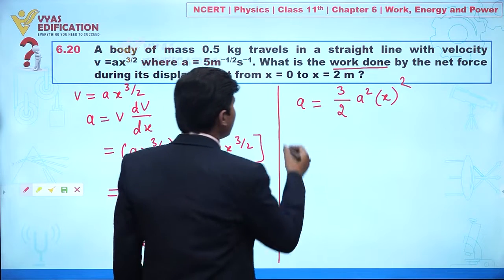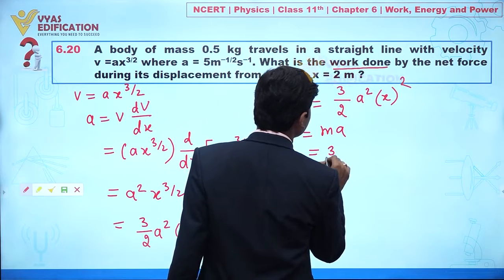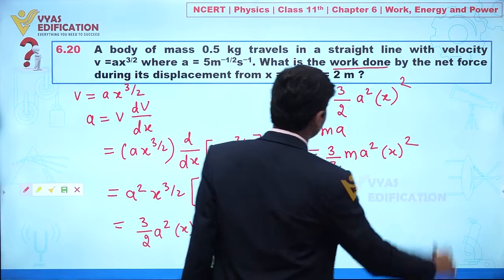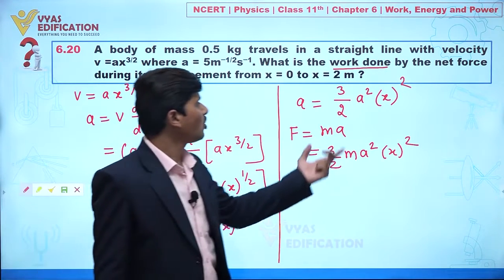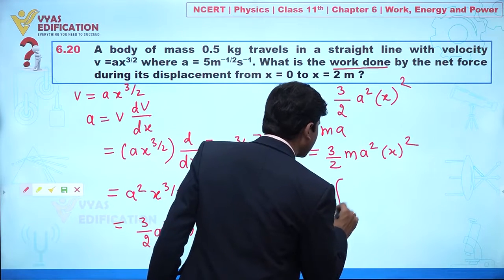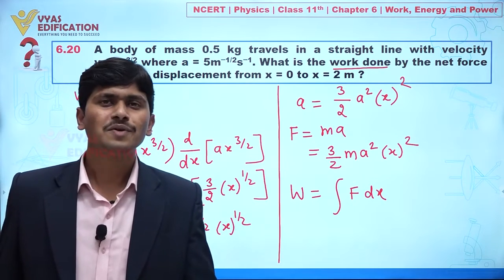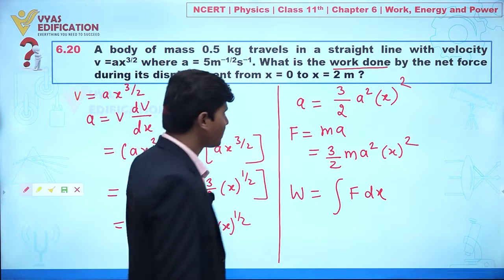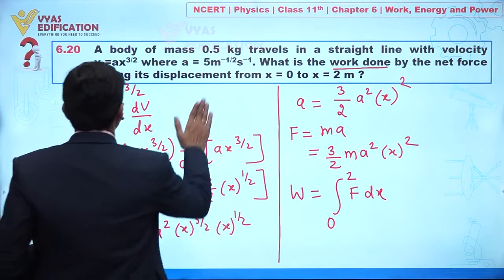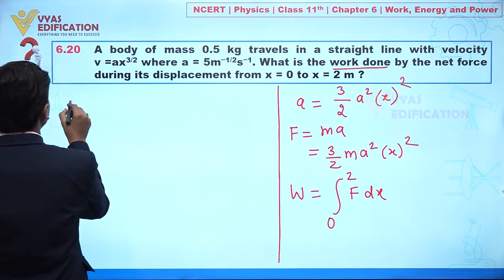From here we can say force is given by mass into acceleration. Mass is given, let's suppose m, so force is 3 by 2 m a square x square. Here we put the value of a and multiplied with mass. Can we calculate work done? Yes, work done is calculated by integration of f dx. We are assuming force and displacement are in the same direction, and we put the limit of x from 0 to 2, and put the value of f in this formula.